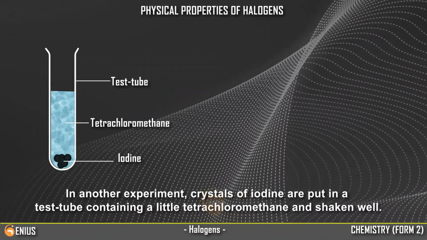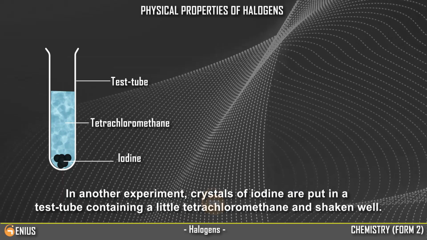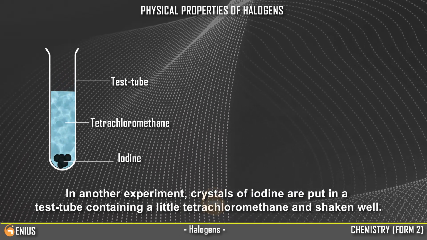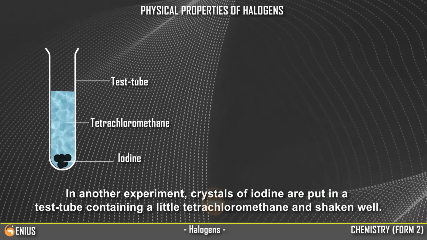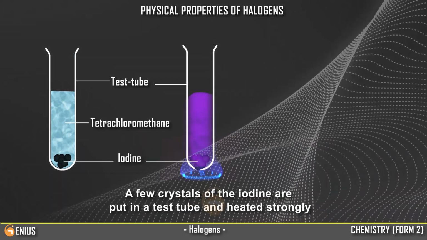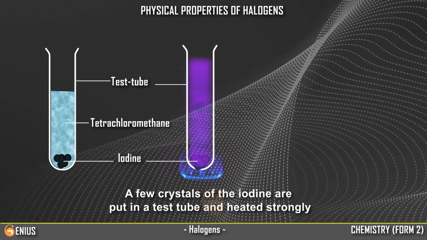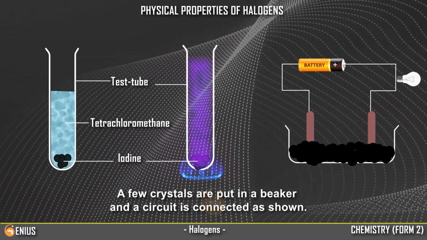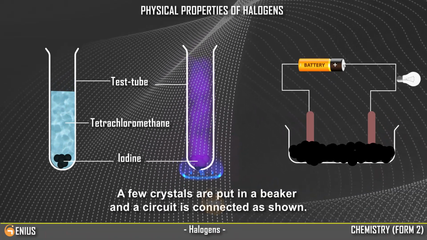In another experiment, crystals of iodine are put in a test tube containing a little tetrachloromethane and shaken well. A few crystals of the iodine are put in a test tube and heated strongly. A few crystals are put in a beaker and a circuit is connected as shown.